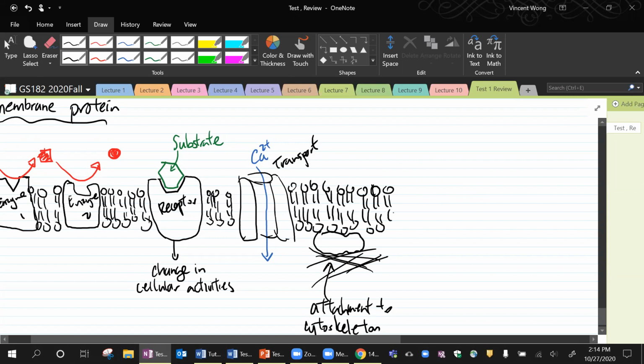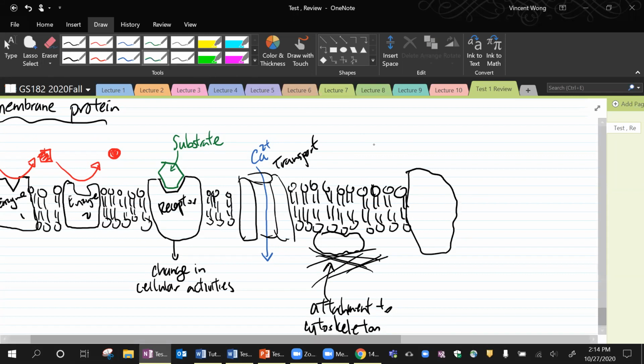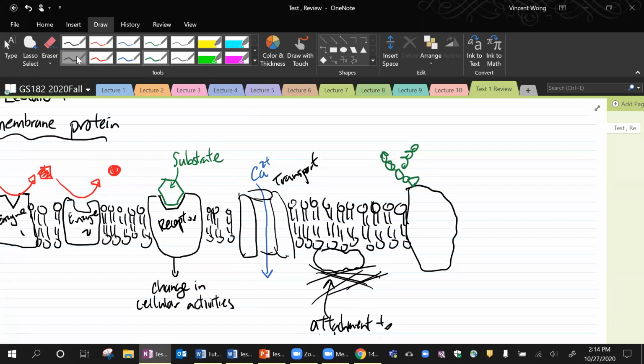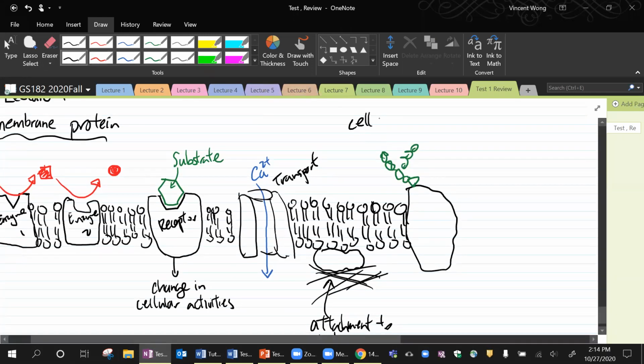Again, more phospholipid bilayer there. We can have one with sugar on it. We talked about this earlier, right? These are sugar, and this is for cell recognition. Okay, and this is a glycoprotein.